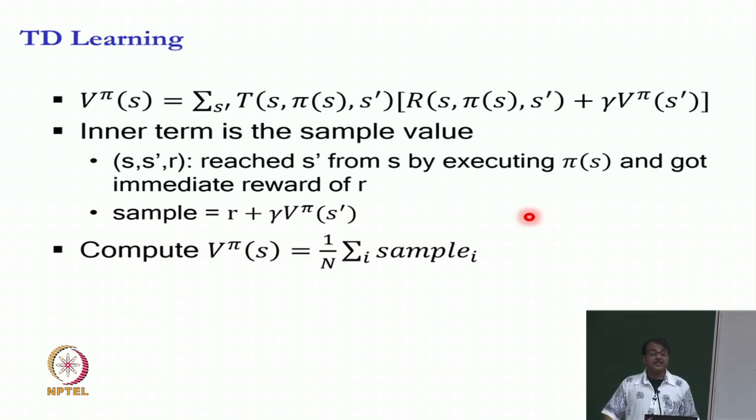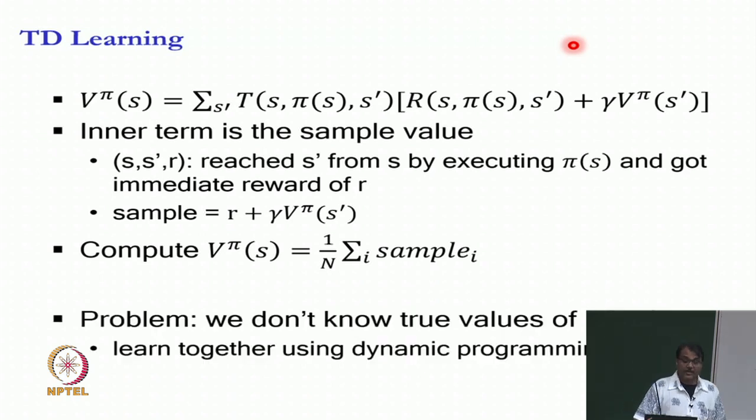So, again, what is the story? The story is that we have this particular equation that we want to estimate by sampling. We recognize that this equation is an expectation. We say great, we know how to deal with expectations. We start sampling with this distribution, the T distribution, and we just take the average of the inner term. What is the inner term? The immediate reward that we get plus gamma times V pi of S prime, the S prime that we reach, and that is called sample i. This is the ith time we sample, and I take an average of those, and that gives me V pi of S.